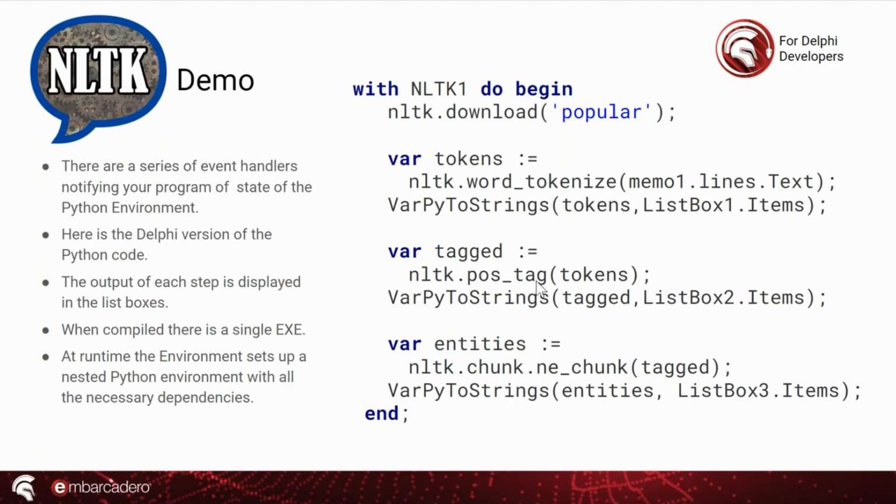And then here we're going to tag it and display it in a list box. And then we're going to get the entities by calling chunk and display it in a list box. This is less code than doing it in Python. I'm so excited. So it compiles down to a single exe.